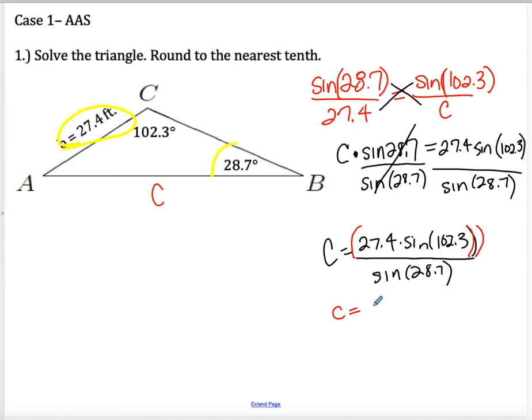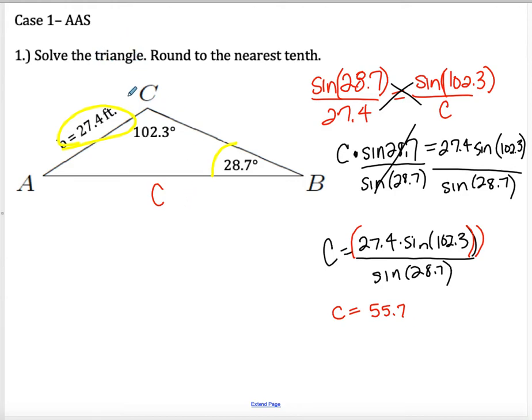So this is a side, and I'm getting that side C is 55.7. 55.747. Is everyone able to get that? All right. So you can add that to the graphic up here if you'd like.